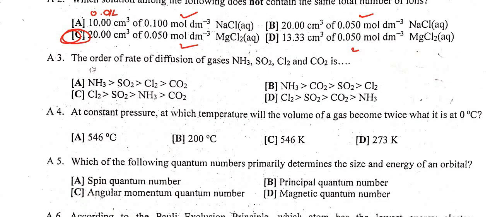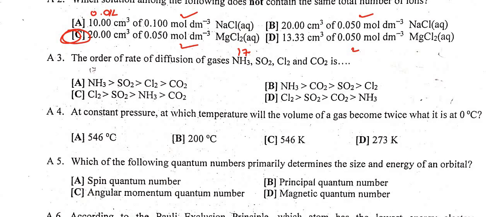Then number 3, the order of the rate of diffusion of gases, ammonia, sulfur dioxide, chlorine, and carbon dioxide is what? So we follow the molar mass. Which one is going to have the least molar mass? That's what we follow. We arrange them in that particular order because that will determine the rate. So let me try to give us the molar masses. For ammonia, let me put it here, that's 17, right? Yeah, ammonia, that's 17.